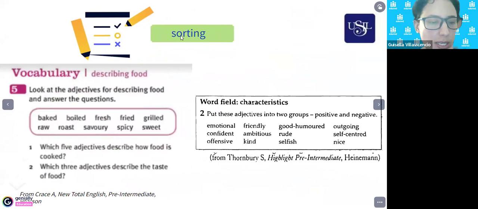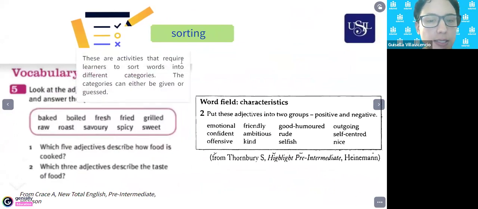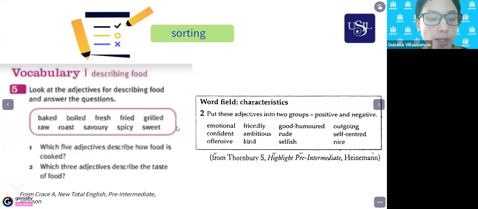Then we have sorting. These are activities that require learners to sort words into categories. The categories can be given or guessed. So this is more difficult, because you give them words and they have to categorize them. For example, here it says, look at the adjectives for describing food and answer the questions. Which five adjectives describe food? How cooked is the food? And describe taste. So here students have to think a bit more because they have to categorize the words. And here, another characteristic: put the adjectives in two groups, positive or negative adjectives.